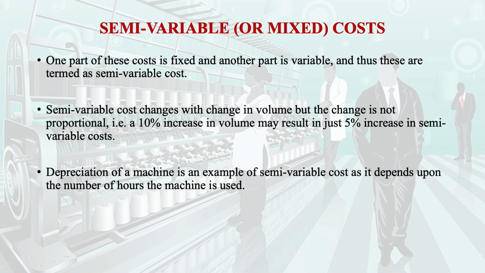Semi-variable cost changes with the change in volume, but not directly proportionally as in the case of variable cost. An example is the depreciation of a machine, because it is a semi-variable cost. It depends on the number of hours the machine is used. So there is depreciation with time as well as with the running hours of the machine.